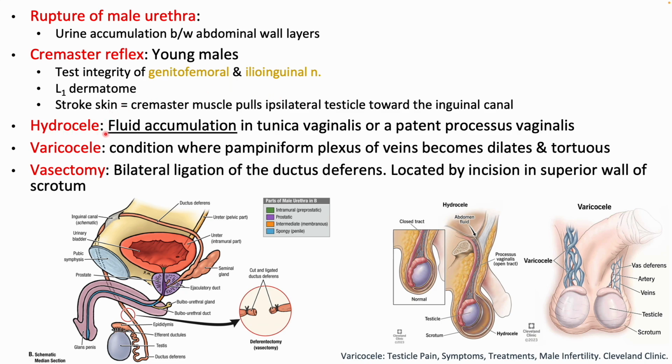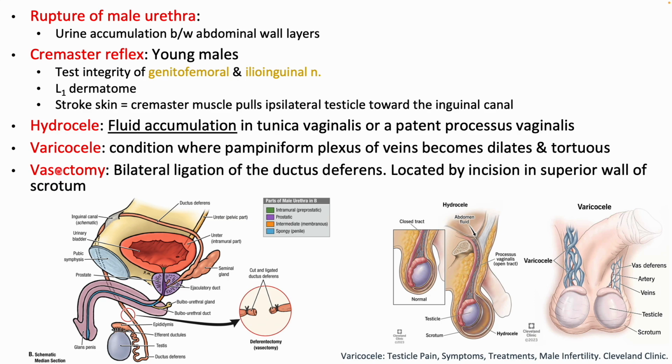Next, we can have hydrocele, which you can see down here. This is going to be fluid accumulation in the tunica vaginalis, or a patent processus vaginalis. And so we can see here, this is our normal one. You can see our tunica vaginalis right here where the laser is pointing. Hydrocele is going to be where we have all this fluid filling up right here. With varicocele, which is going to be over here, this is going to affect the pampiniform plexus, and it's going to cause it to become dilated and tortuous. So you can see this is a normal one on this side. This is one with varicocele.